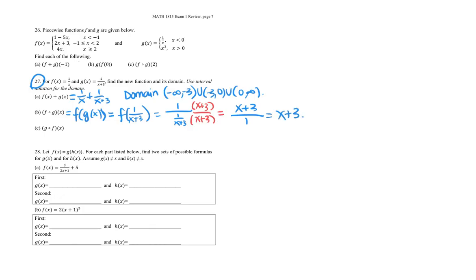And so what is the domain of that function? Well, if I had just that it was x plus 3, that would be everything. But since I started with this function here, I still have to leave out x equal negative 3. So it's basically everything except for negative 3. So when you're combining functions like this, you do still have to take into account the domains of the original functions. So the domain here will be negative infinity to negative 3 union negative 3 to infinity.